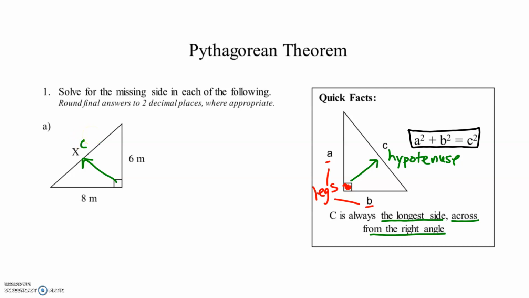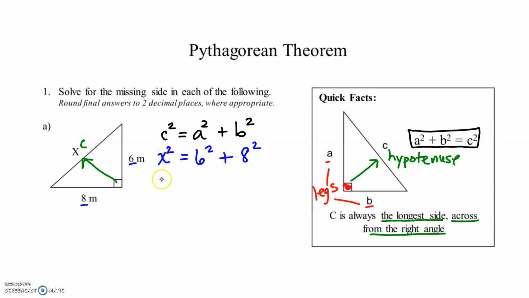The next thing I'm going to do is write my formula, starting with c squared equals a squared plus b squared. So c, I can look on the diagram and it's represented by x, so I'm going to substitute in x for c, so that's x squared equals. Now a and b are the legs of the triangle and it doesn't matter which one you sub in. So I'm going to sub in 6 for a, so that's 6 squared, plus 8 for b, which is 8 squared. And now we're going to go ahead and solve for x.